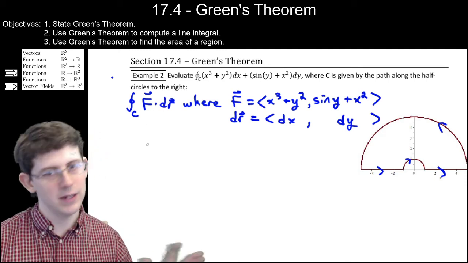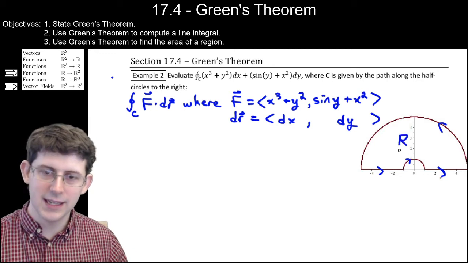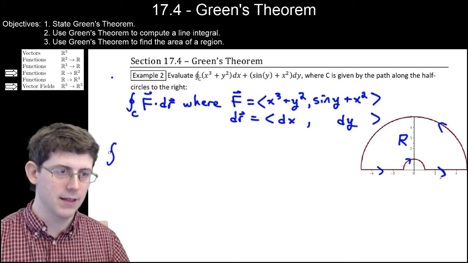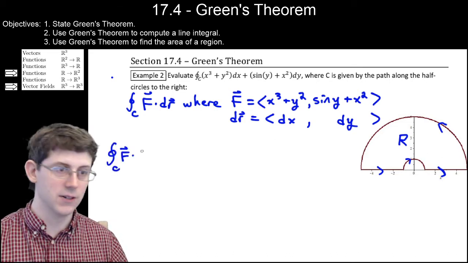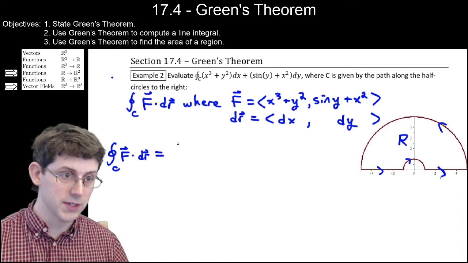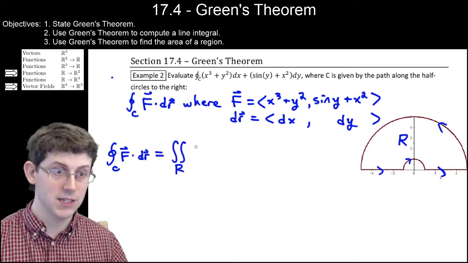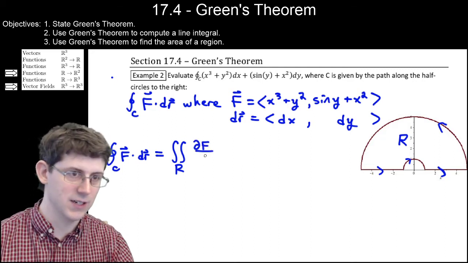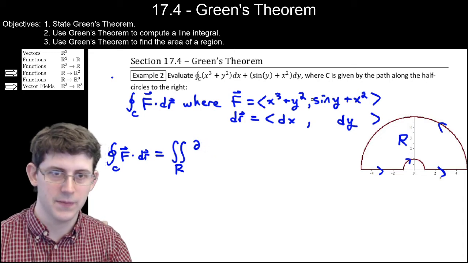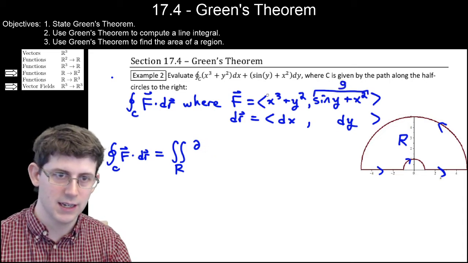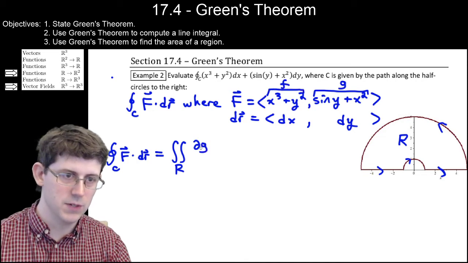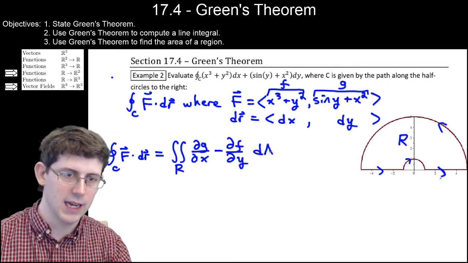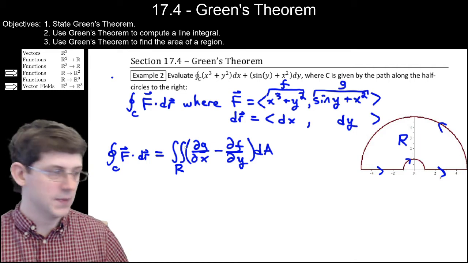Green's theorem says, don't worry about it, just consider the interior of your path, what you walked around, and call it R. Then Green's theorem tells you that this circulation integral of f dot dr is actually equal to the double integral over that region of the curl of f. Oh dear, not partial f. This is g, and this is f. So it's partial g partial x minus partial f partial y dA. This is the curl.